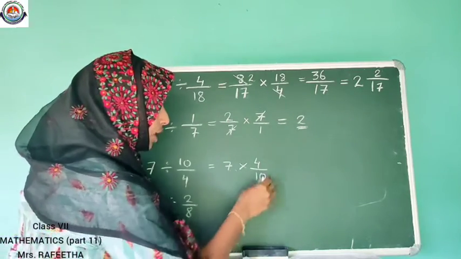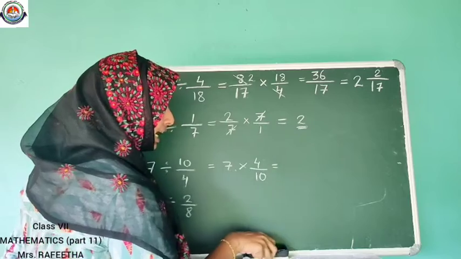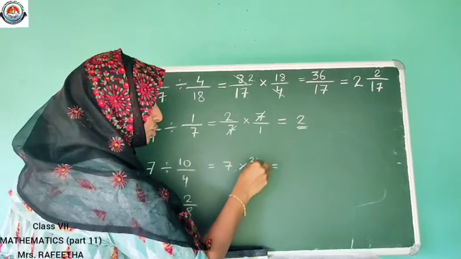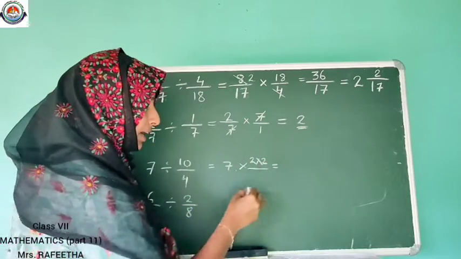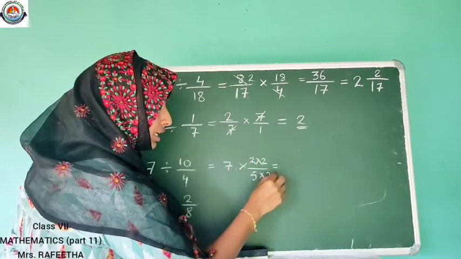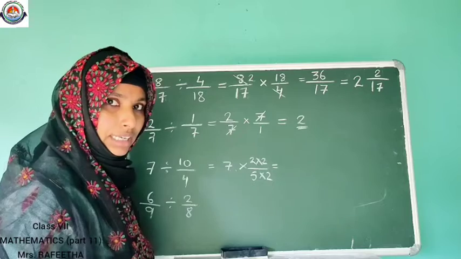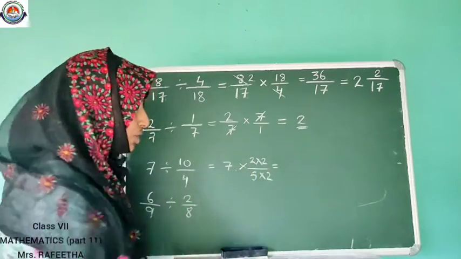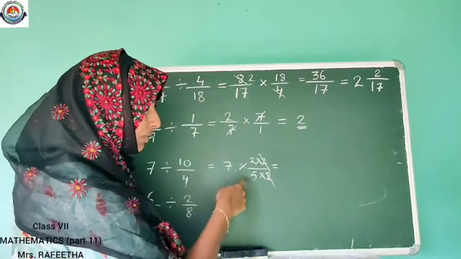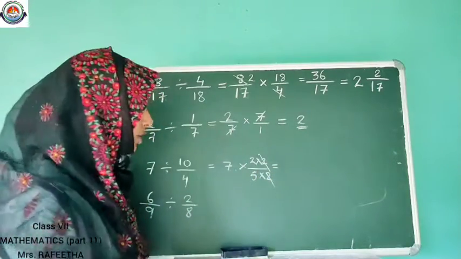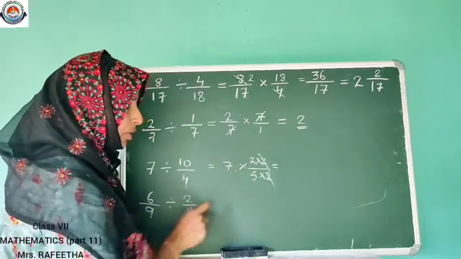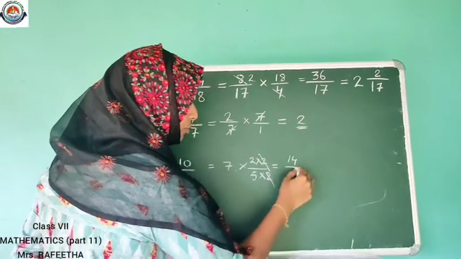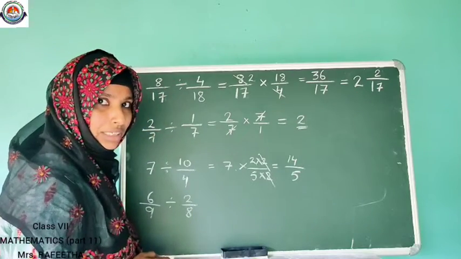But one thing we want to keep in mind, this 4 we can write as 2 into 2, and instead of that 10 we can write 5 into 2. Is it? That is 2 into 2 means 4 and 5 into 2 means 10. So here 2 and 2 we can cut. What will be remaining there? 2 by 5. So 7 into 2 by 5. Okay, 7 2s are 14. Then denominator is 5.